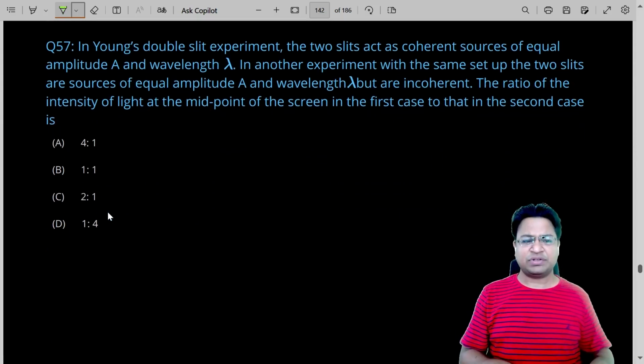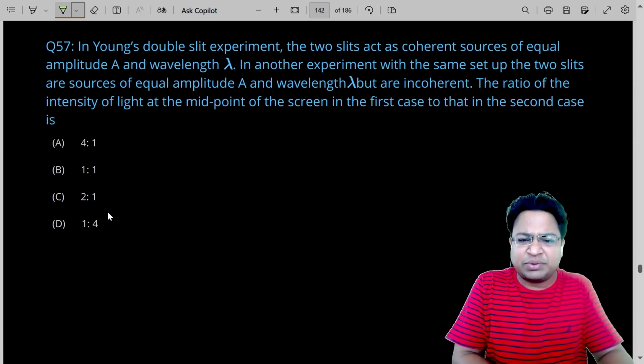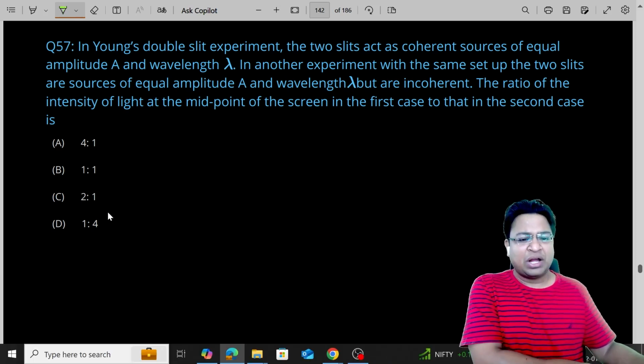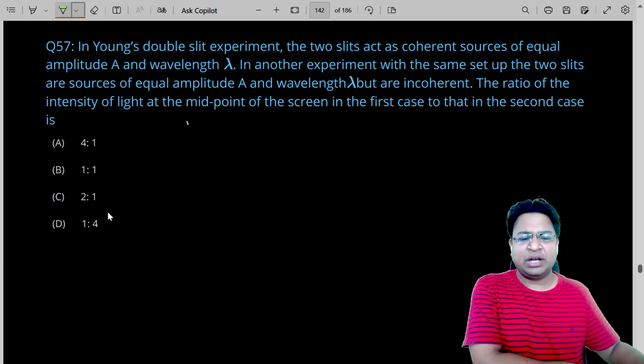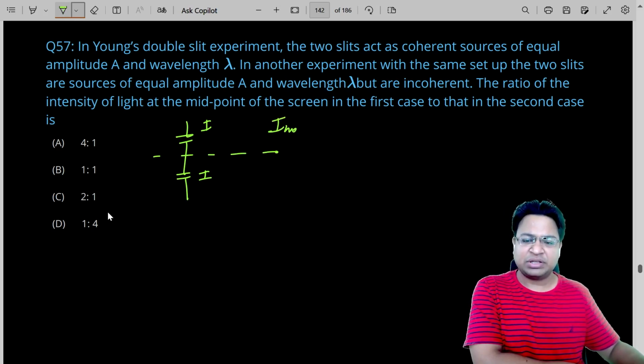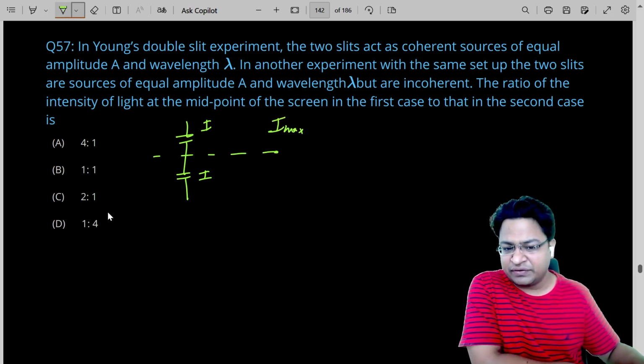Now we go to question number 57. In a Young's double slit experiment, the two slits act as coherent sources of equal amplitude A and wavelength lambda. In another experiment with the same setup, the two slits are sources of equal amplitude and lambda, but are incoherent. So, guys, in the first case, when they let one of the slits produce an intensity I, the other also produces I. So, when constructive interference takes place, at that moment, what happened? The maximum intensity here, because here constructive interference will happen.